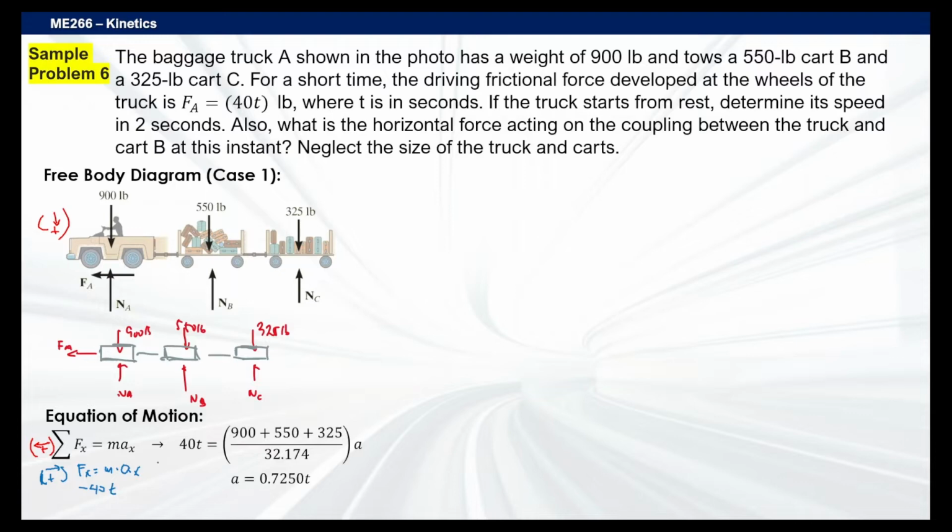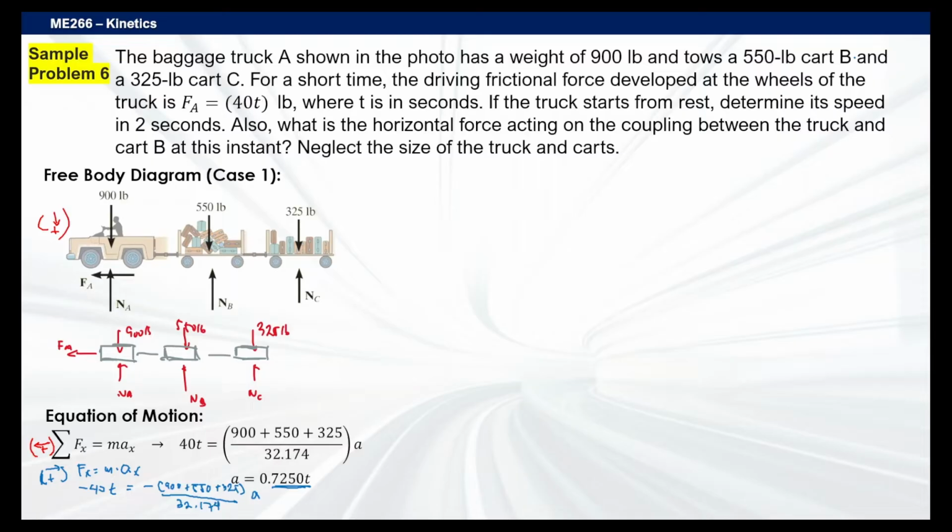And then of course, going down, our mass here, this is pointing in the downward direction. So we would assume it's going to be negative 900, negative 550, negative 325. So equals to, we're just going to put it in this manner, negative 900 plus 550 plus 325. They're all going down. And then divided by 32.174, a. The negative sign will still cancel out and we will still arrive at the same answer.